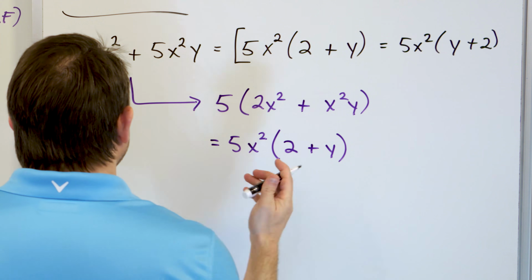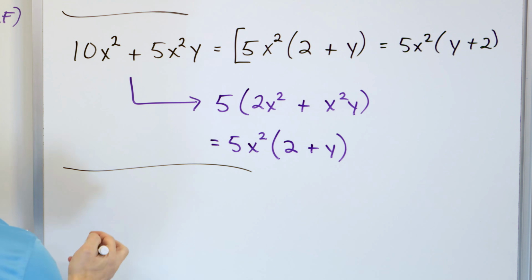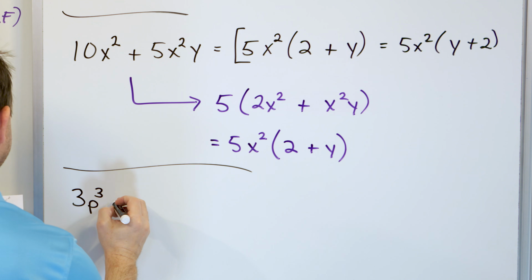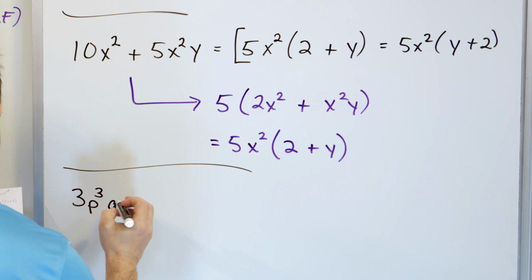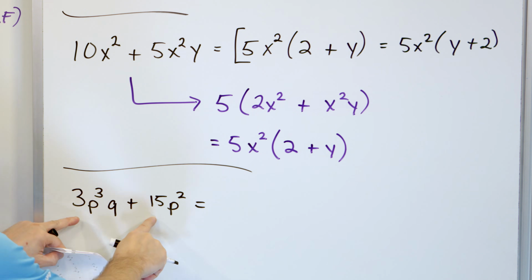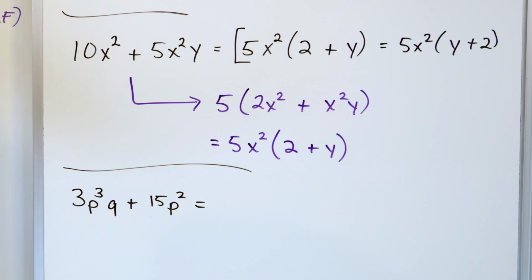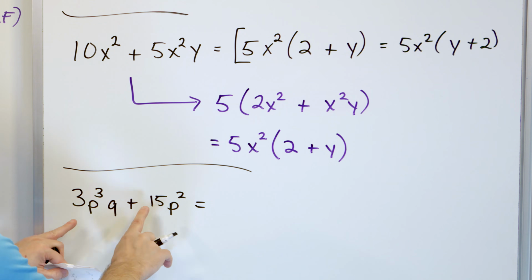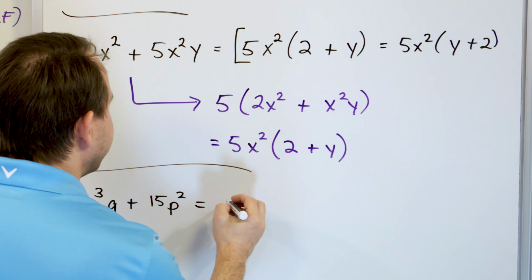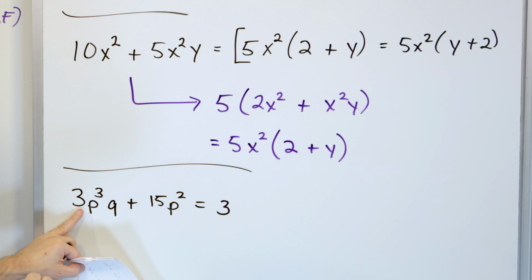All right, so let's take a look at the next one. What if we're going to increase the complexity a little bit: 3p cubed times q plus 15p squared. What is common to both of these as far as numbers? Greatest common factor. Well, you know that 3 times 5 is 15, so you know it's a factor of 15. And 3 is obviously here, so it's a factor of itself. So the largest factor that can be divided into both numbers is the number 3. So that's going to be the greatest common factor of the numbers.